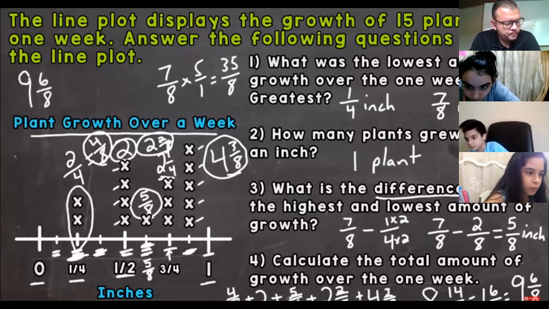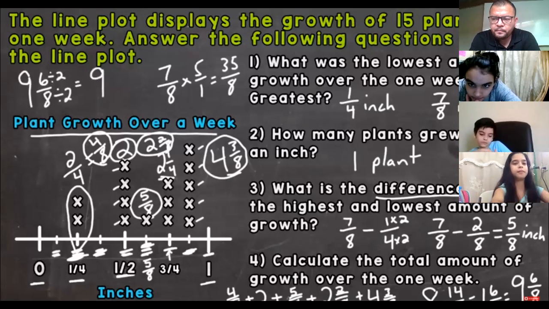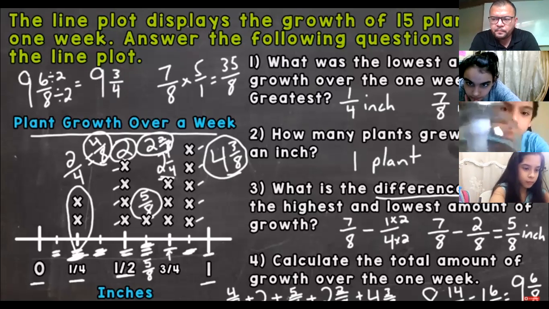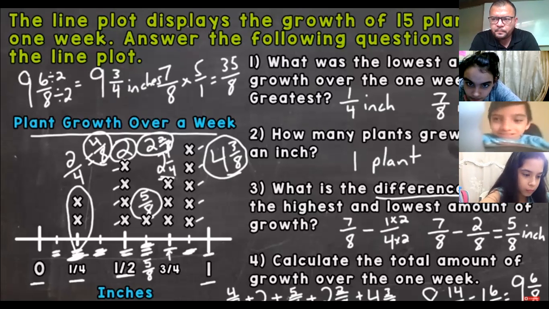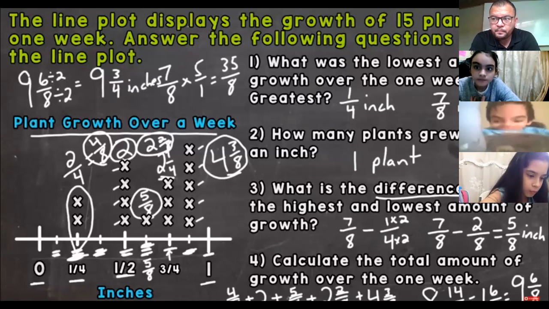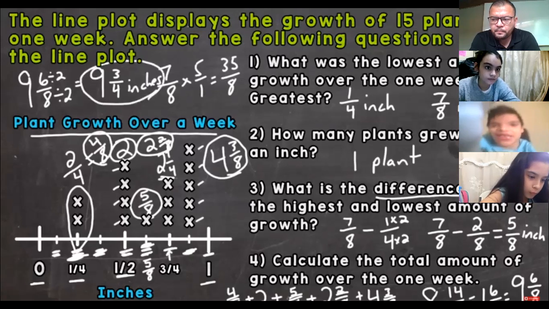And again, 6/8 can be simplified. I can divide both of these by 2. And I get 9 and 3/4 of an inch. So 9 and 3/4 of an inch for the total amount of growth between those 15 plants.